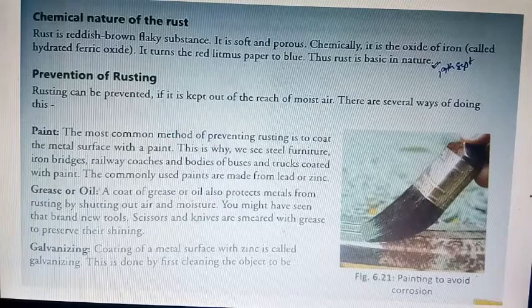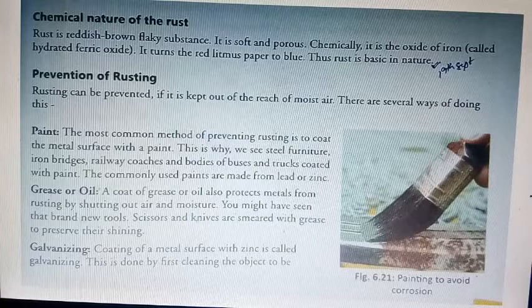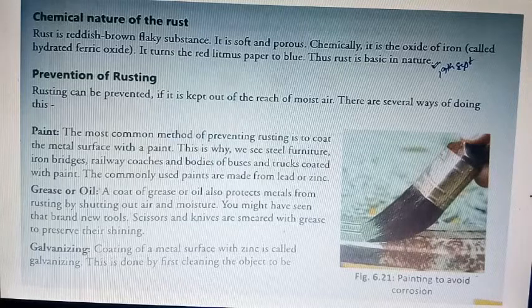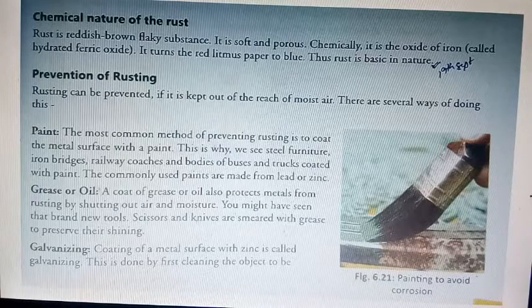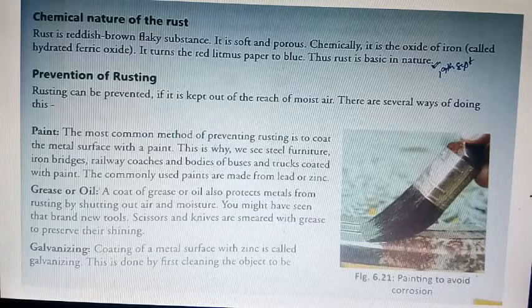Now what are the different ways by which we can prevent rusting of iron? Since it is an undesirable change, we do not allow it to take place. In order to stop iron converting into rust, what are the different ways we can adopt? Rusting can be prevented if iron is kept out of the reach of moist air. If we can keep iron away from moist air, then rusting does not take place.